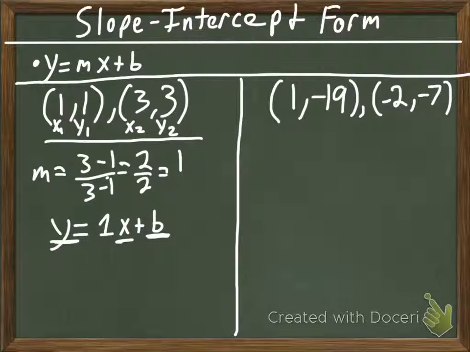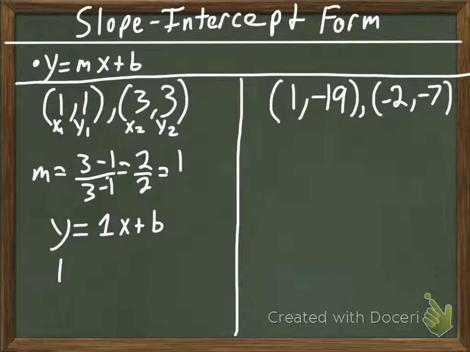You're going to pick one of them. I generally pick the one with the smaller numbers, or the one that looks like it's going to work best with your slope. And after you've picked the point that you want, I'm just going to use 1, 1 because 1 is a nice small number. We're going to substitute that in. So we're going to use 1, 1.